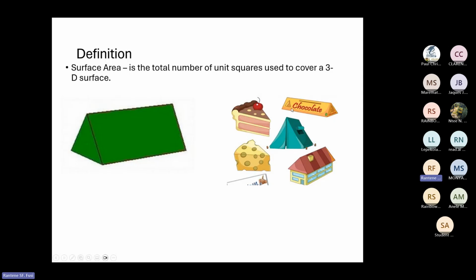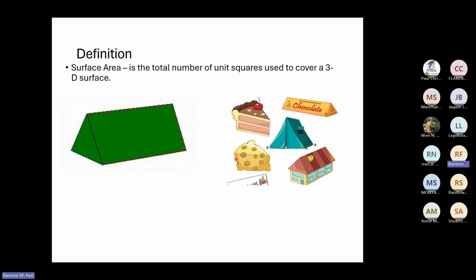On my right here, you can see a container for chocolate. It is in a triangular prism shape. Look at the tent, how the tent looks, and look at the roof of the house here. It's a representation of a triangular prism. Look at how sometimes the cheese is cut. It's cut in the form of a triangular prism, as well as the cake that you can see here. These are just examples of where a triangular prism is used.